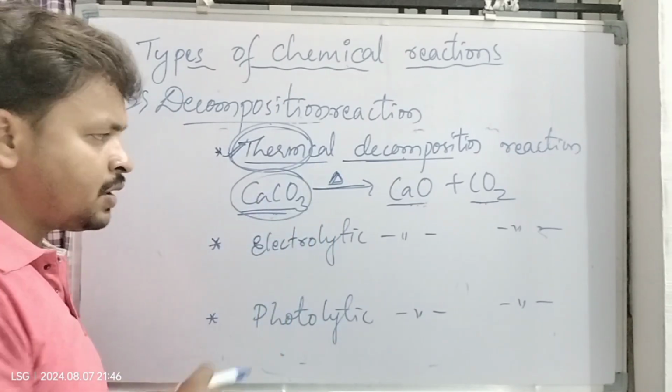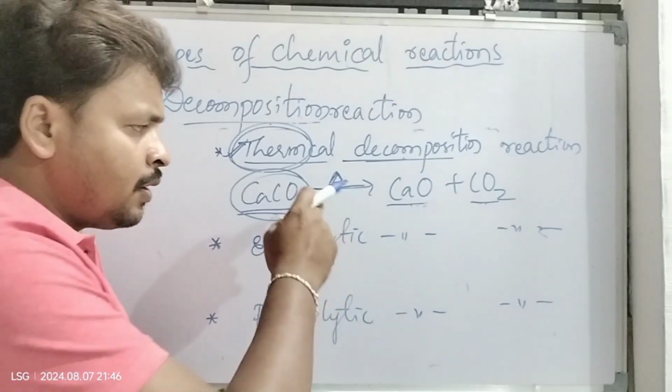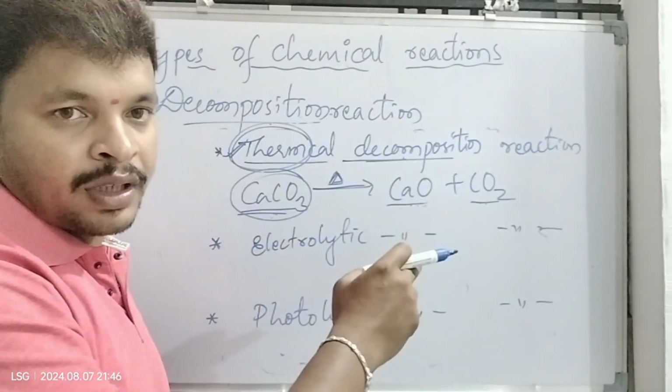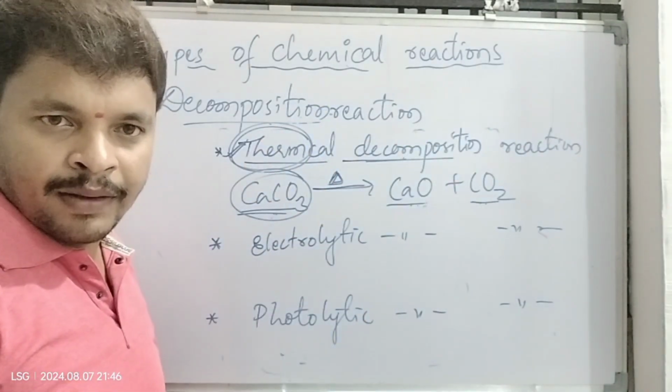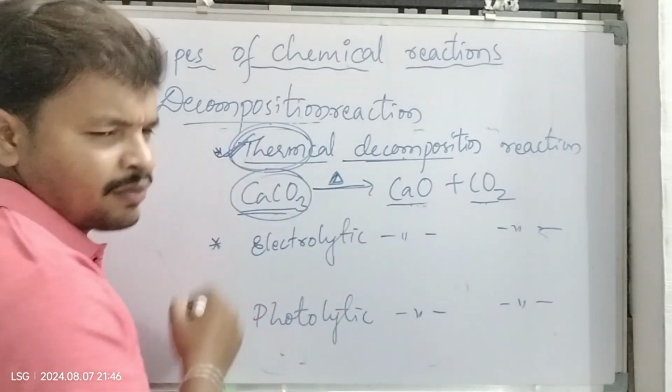This is thermal decomposition. One more I had given there: ferrous sulfate, iron sulfate, means FeSO4 gives Fe2O3 plus SO2 plus SO3. Or when lead nitrate is heated, we get some other products there. These are the examples for thermal decomposition, means heat.